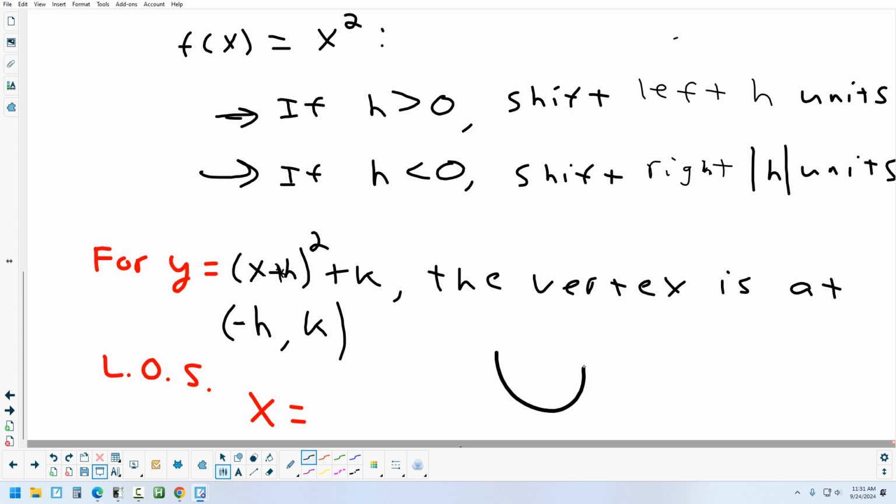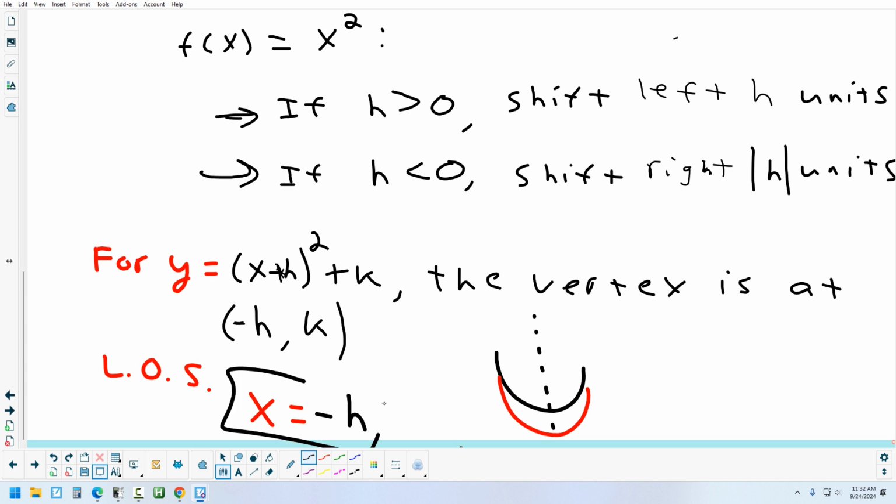Here's a parabola. Here's the line of symmetry. If I take that parabola and move it up, how did the line of symmetry change when I move my parabola up? Yeah, it didn't. How does it change if I move it down? It doesn't change. Moving up and down has nothing to do with the line of symmetry. So the only thing that affects the line of symmetry is moving left and right. That's the equation for your line of symmetry: x equals negative h.